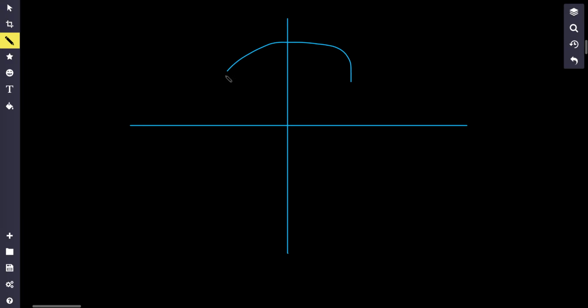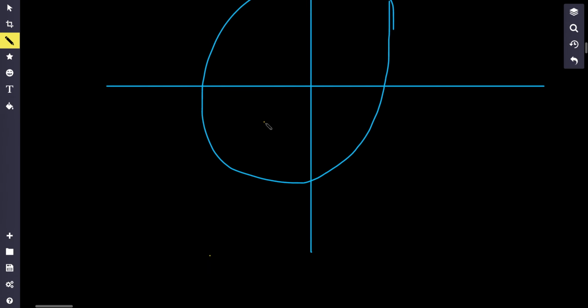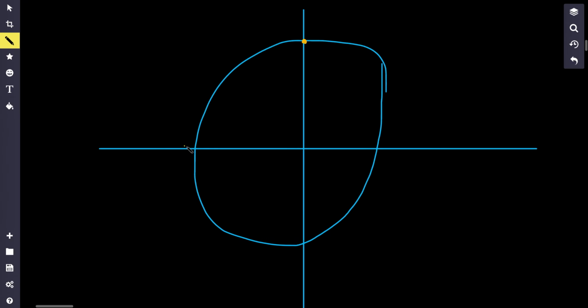The final thing we want to talk about is quadrantal angles. Basically, on a unit circle, there are 4 key points to know about. You have this point, this point, this point, and this point.